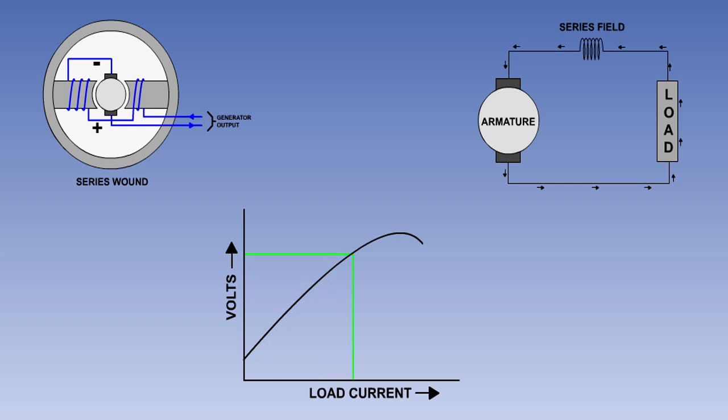The output or terminal voltage of a series-wound generator, then, varies with the applied load. Aircraft systems require a reasonably constant voltage, so the series-wound generator cannot be used.